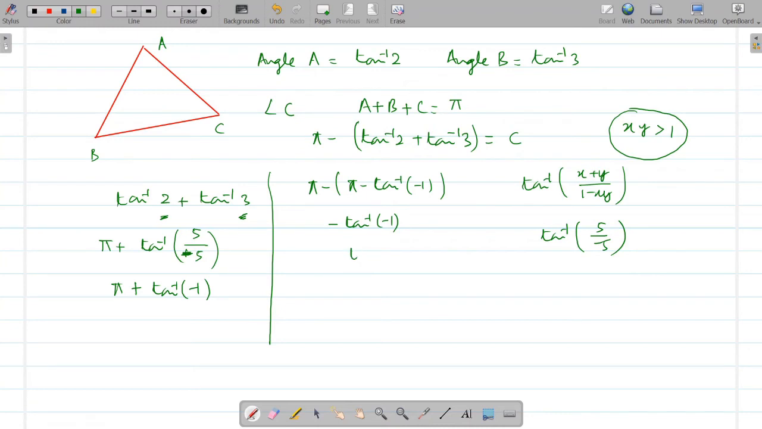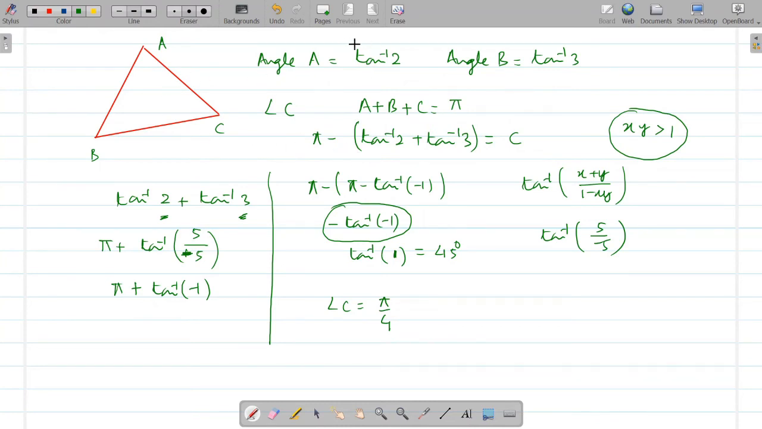That can be written as tan inverse of 1, because it is an odd function. So tan inverse of 1, where tan theta is 1, is 45 degrees. So angle C is equal to pi by 4.